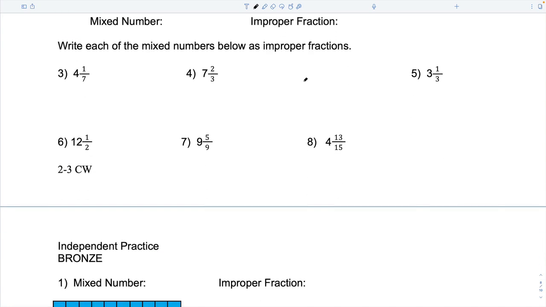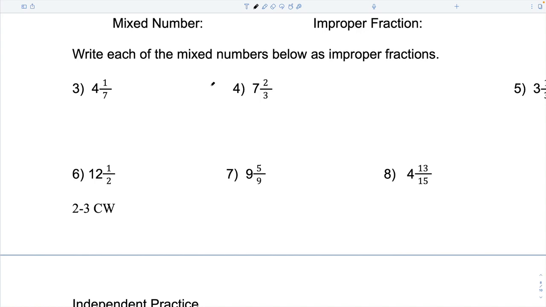Skip 1 and 2. Go to 3, 4, 5, 6, 7, and 8. I'm going to cold call one of these, and then you can roll through the rest. What do I do first for number 3? How do I make 4 1/7 an improper fraction, Judah? You multiply 4 and 7, then add the 1 to the 28. What's my numerator? 29. Okay, and what does it become? The 1 becomes 29. Good. And then the bottom is 7. Good. 29/7.